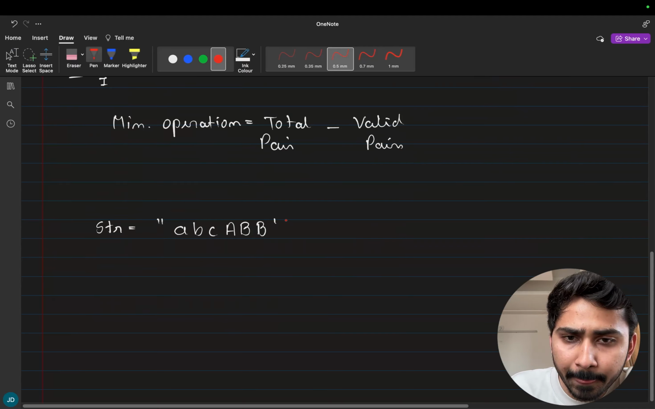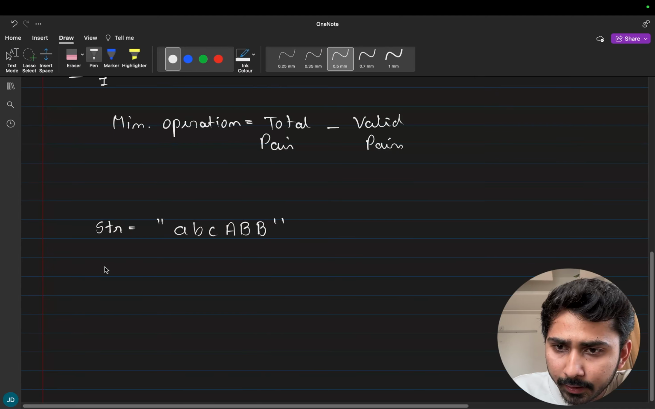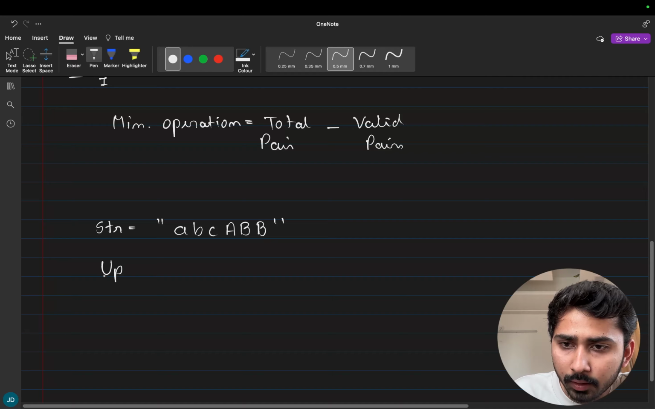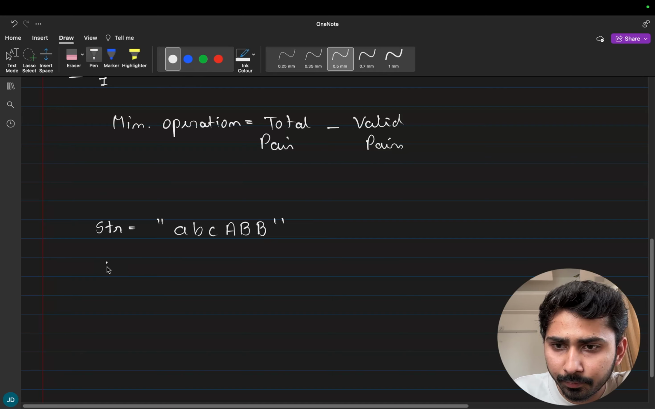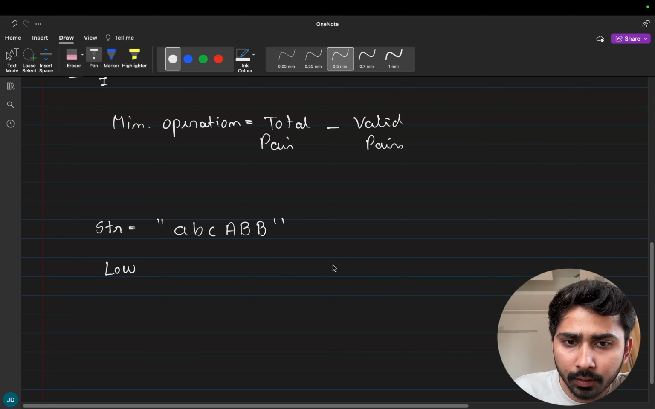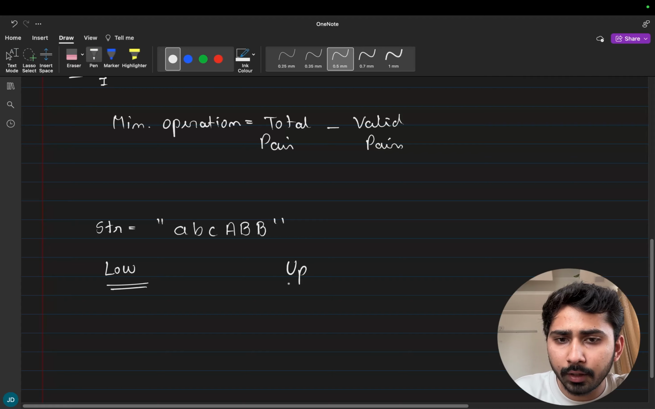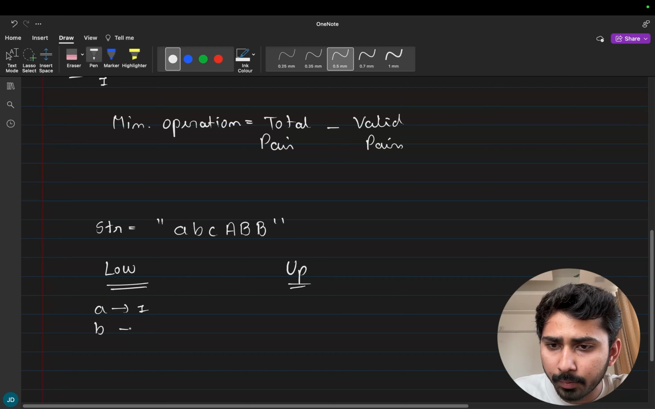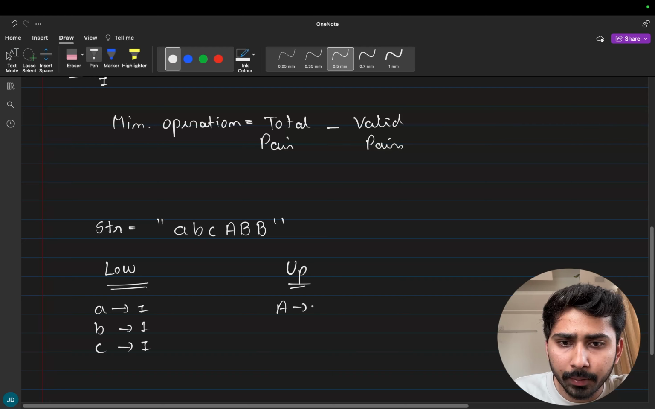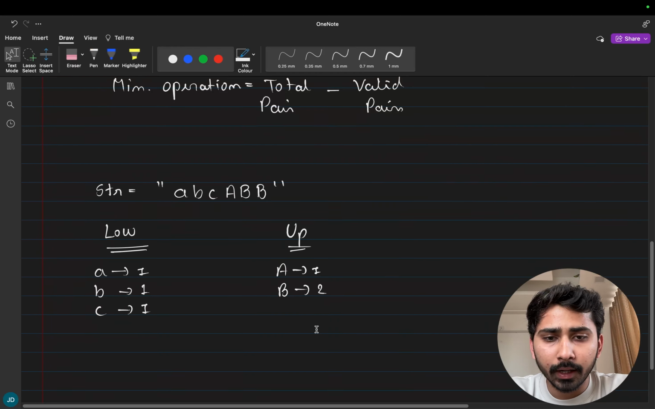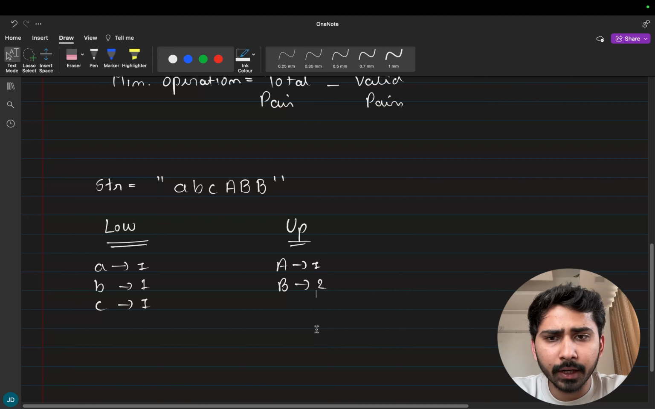I'll take this same example and explain how the logic to find the valid pairs can be written down. Here is the frequency count for the lowercase characters, and there is the frequency count of uppercase characters. Lowercase A is occurring once, B once, C once. In uppercase, A is occurring once, and B twice.